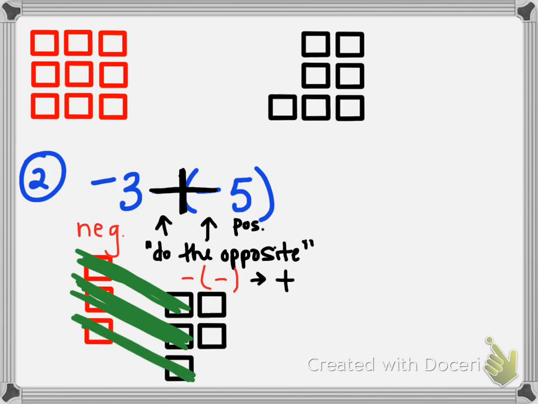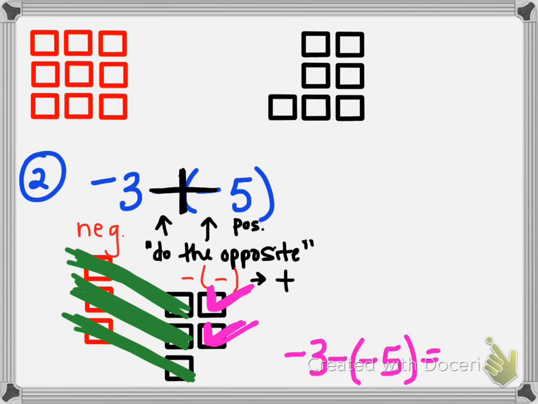Red, black is a zero pair. So I have canceled out, or those 3 pairs have added up to 0. Therefore, my final answer is only the pair of 2 black tiles that are left. So my answer for the problem negative 3 minus a negative 5 is actually a positive 2.